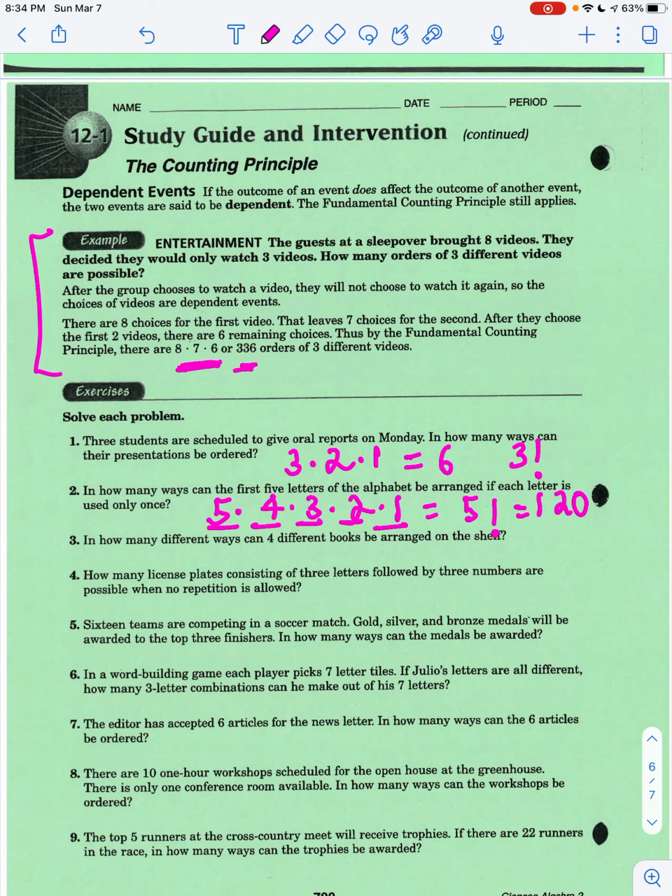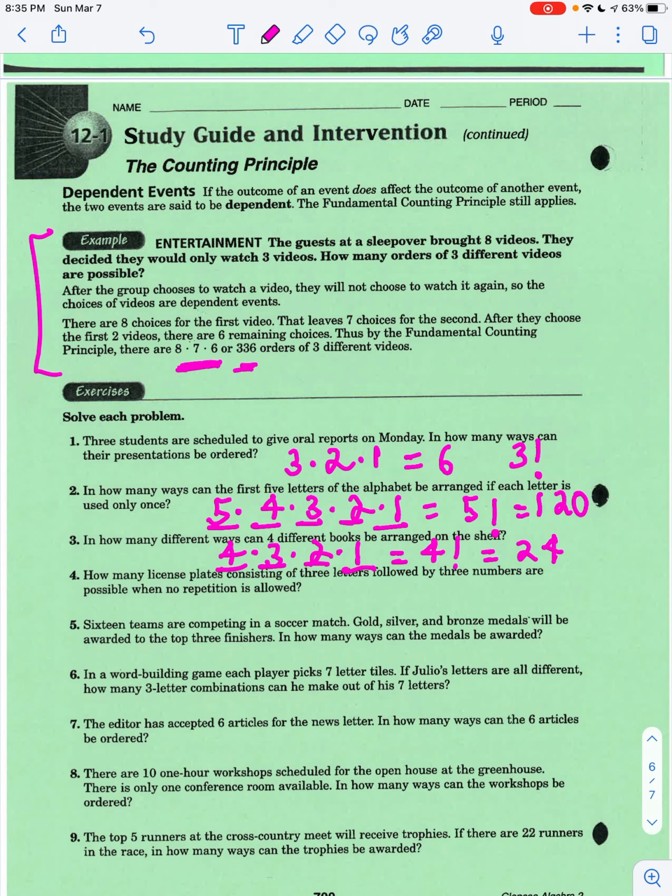Number 3, in how many different ways can 4 different books be arranged on the shelf? So 4 books on the shelf. For the first position, there's 4. And since they're different books, that makes 3 for the next position, then 2, then 1. Again, that's 4 factorial, which would be 24.